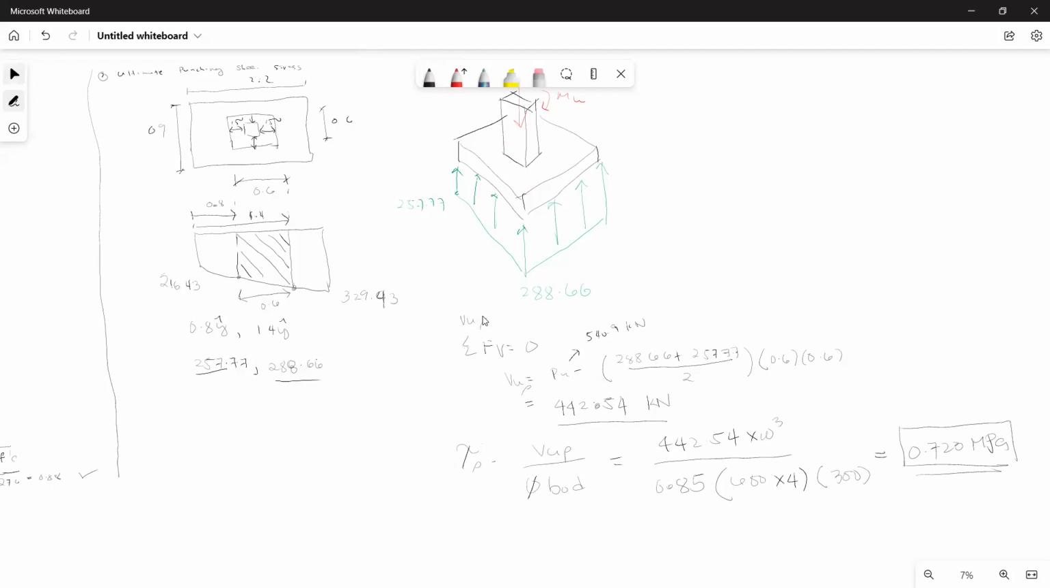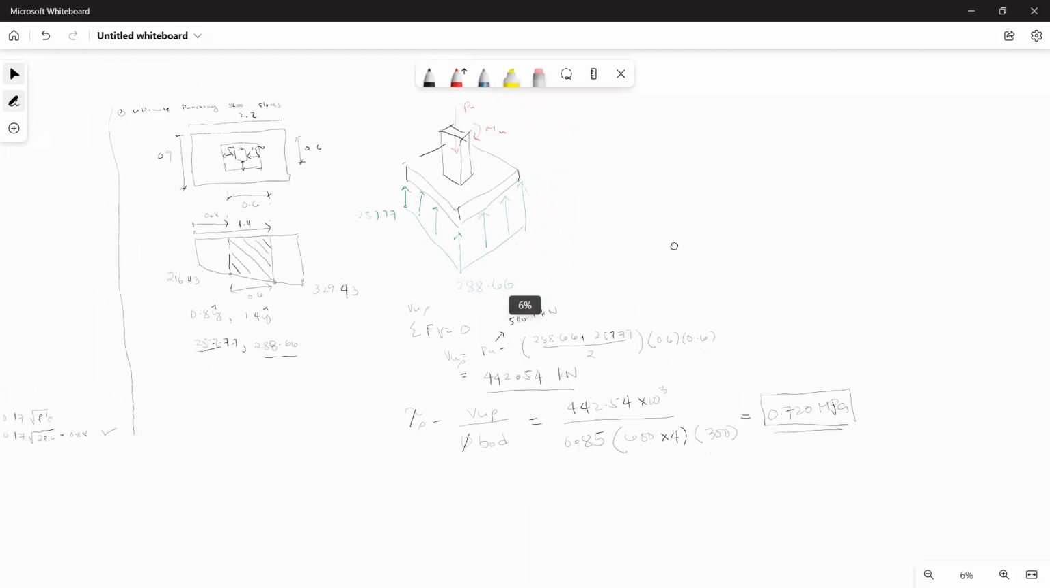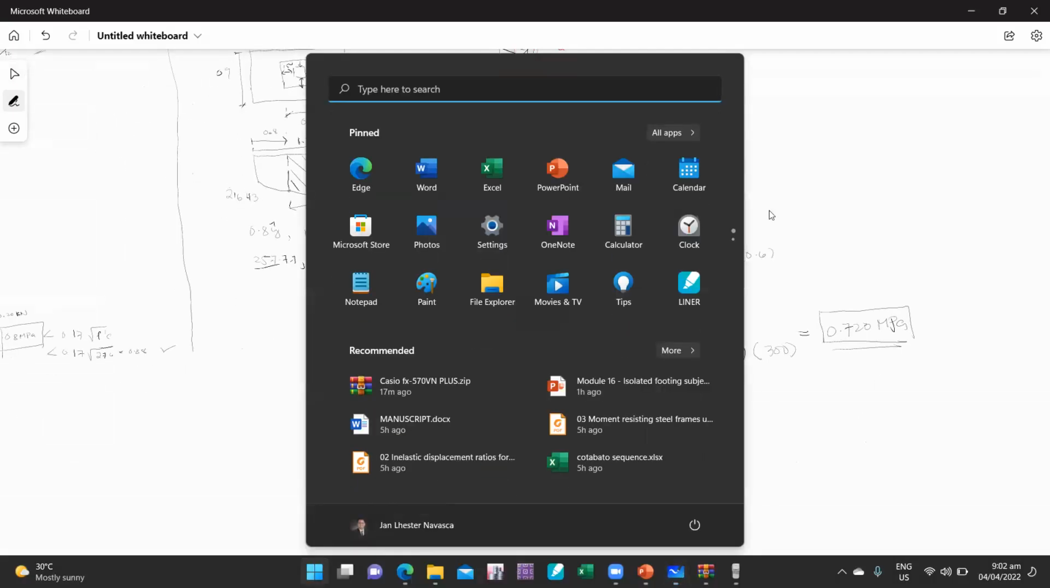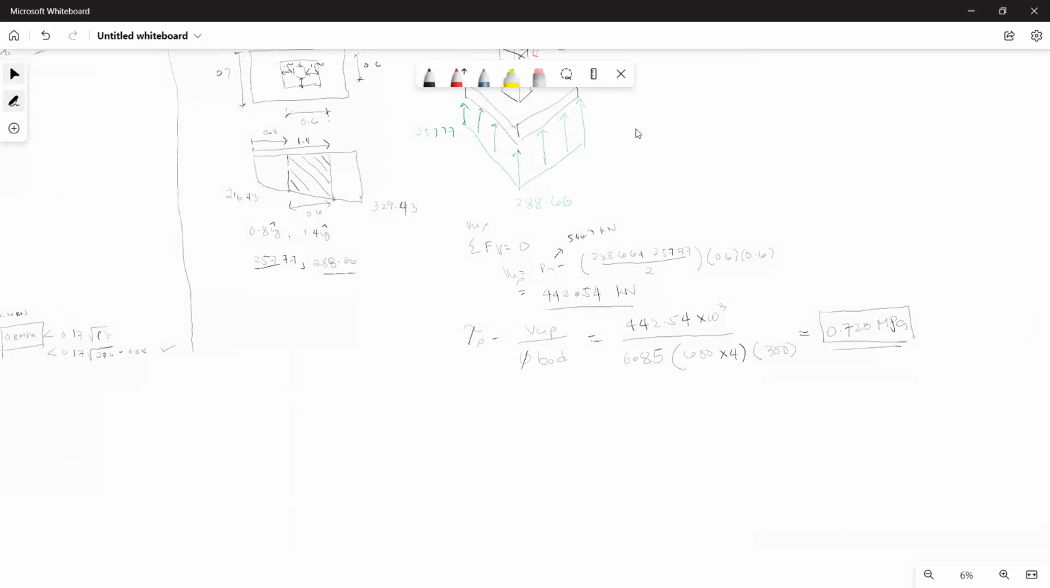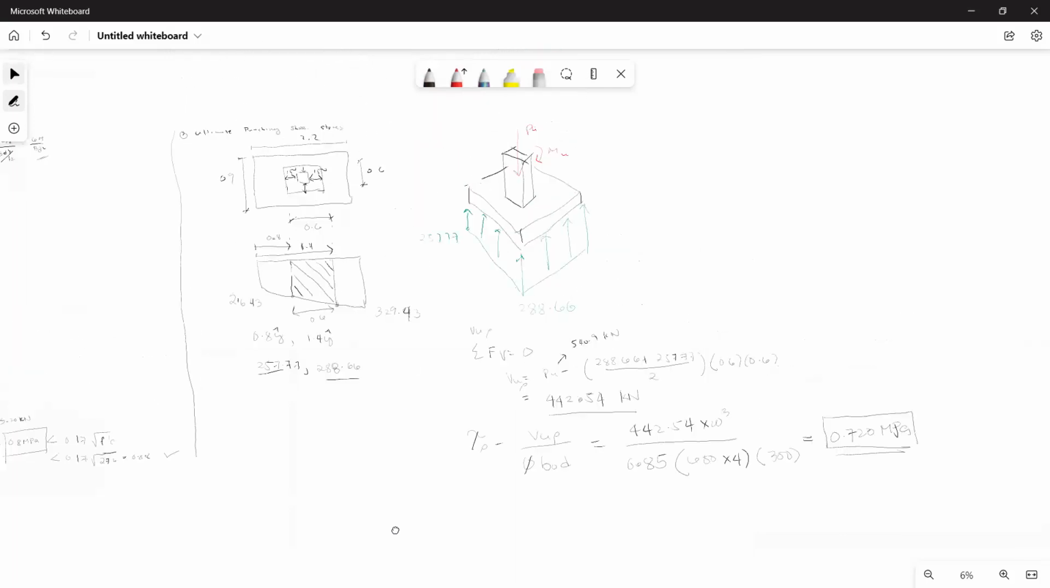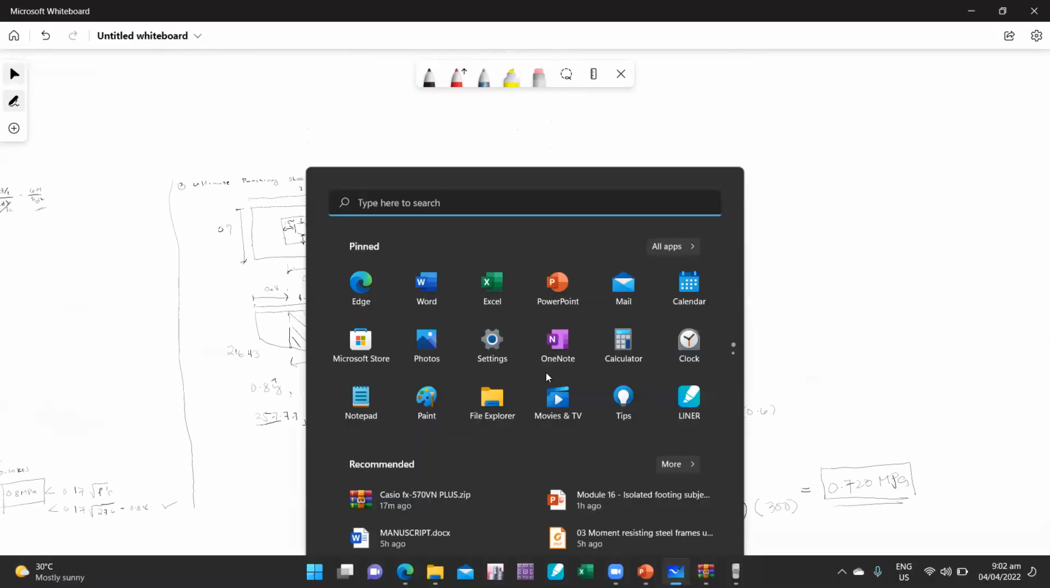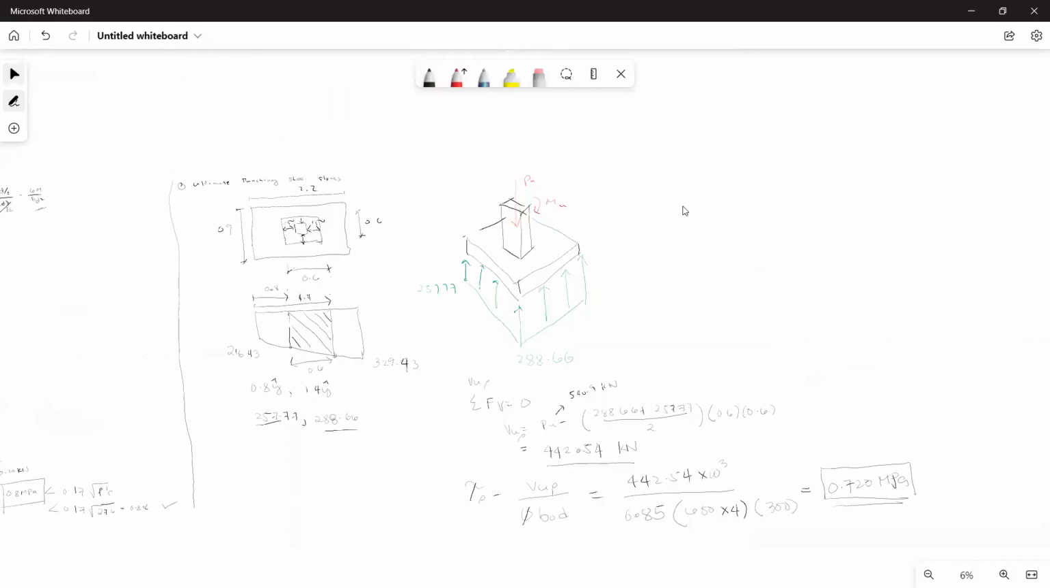Okay. Pwede pa tayo mag-extend class hanggang ano? Tapusin na natin yung sa single axis bending. May klase ba kayo after? Hello? Hello? Sige, tapusin ko lang class ha.